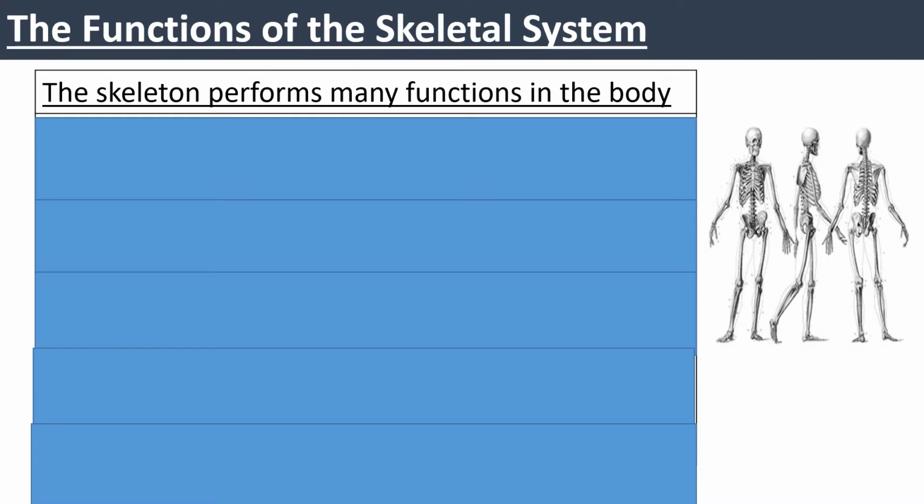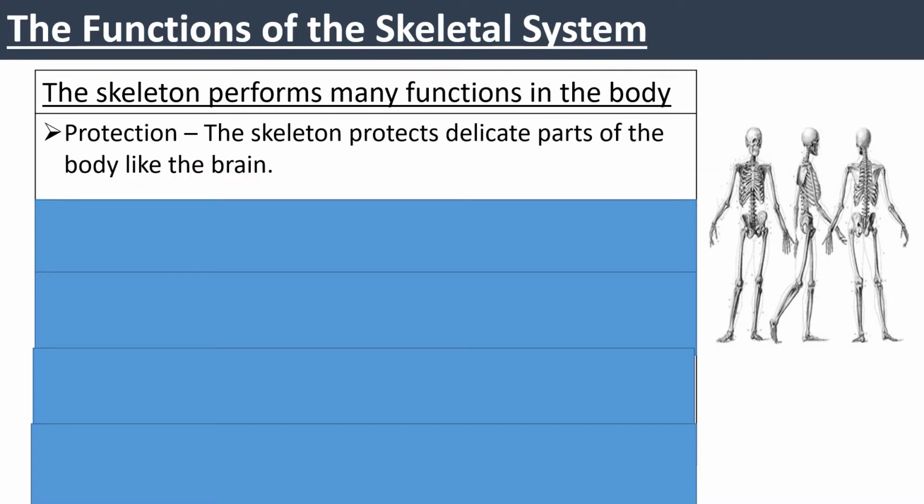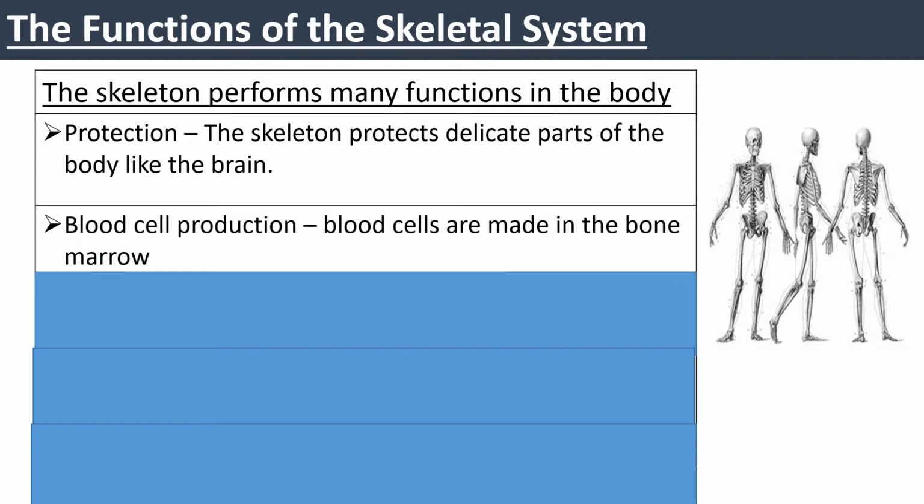Now, these are the functions of the skeletal system in the body. Protection. The skeleton protects us. Think about those vital organs that we've got in our body. Our brain, we can't be much good without our brain, so our skeleton helps to protect our brain. And other organs such as the heart. Think about the ribs. You can see the skeleton on the right hand side, so look at the ribs. Blood cell production. So blood cells are made in the bone marrow. Our long bones are actually a factory for producing blood cells.